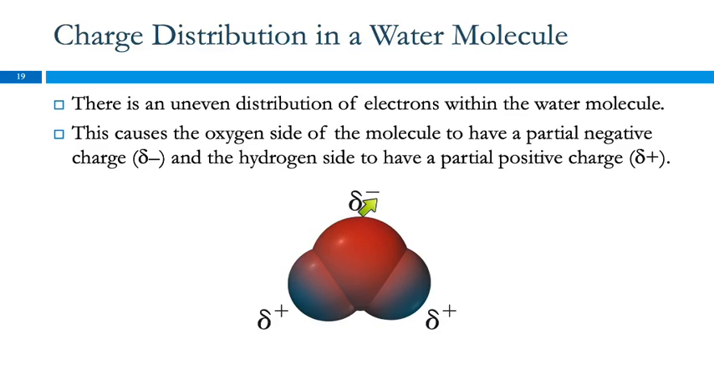So this is not a -1 charge. This is much less than a -1 charge. Maybe it's an eighth or something. Exactly what it is doesn't really matter at this point. But it's a little bit negative, and this end is a little bit positive. Well, what happens when you have positives and negatives? They're attracted to each other.